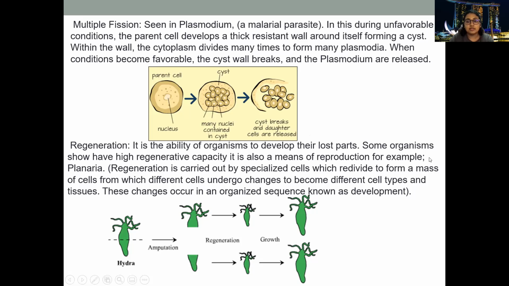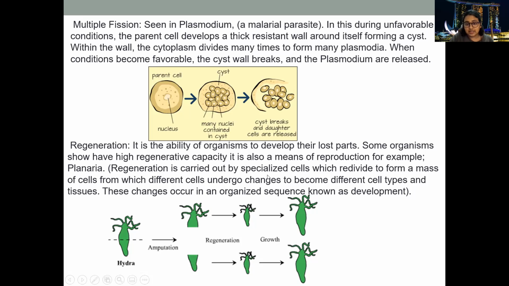Some organisms, even though they reproduce by regeneration, can make a full body by the process of regeneration. So they have high regenerative capacity. In the case of planaria, and hydra, which I just told you about, they also show regeneration. If you cut the body into pieces, however many pieces you make, each and every piece will make a new organism.